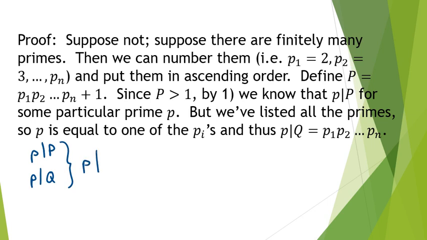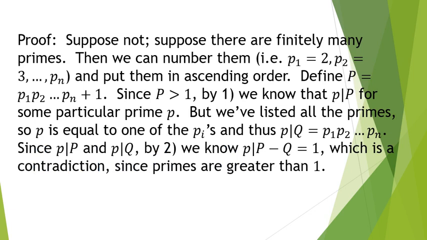So I know little p divides capital P, little p divides Q. So therefore I know that p divides P times 1 plus Q times negative 1, or p divides capital P minus Q. But now if we make the substitution for what capital P and capital Q are, we're just going to get 1. Because P was the product of all of those primes, and then 1 added onto it. Q was just the product of all those primes. So therefore, we know that p has to divide 1.